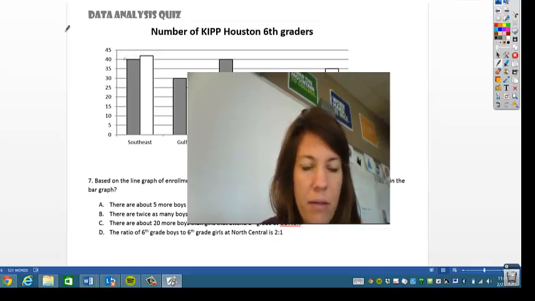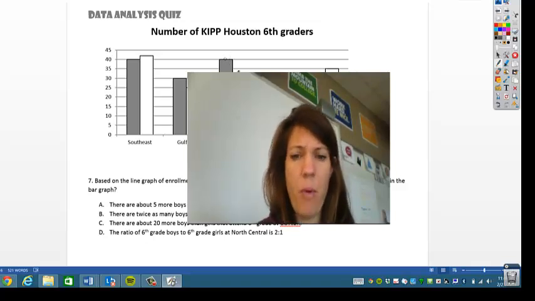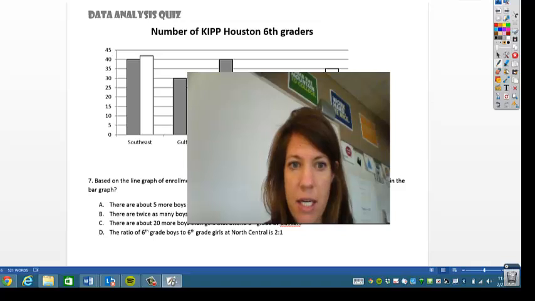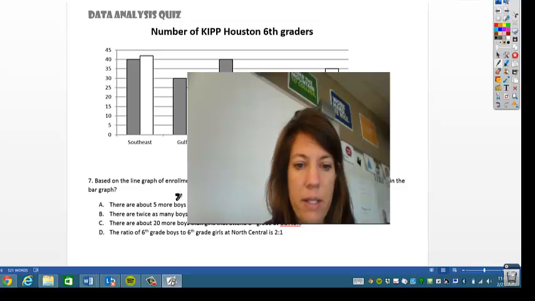Here we've got 40, about 43, 30, 25, 40 boys at North Central, 10 girls at North Central, 30 boys at East End, 15 girls at East End, 25 boys at Southwest, 35 girls at Southwest. So it says there are about 5 more boys than girls enrolled at Gulfton. So if I go to Gulfton, boys is 30. So there are about 5 more. Boys is 30. Then girls, which is 25.